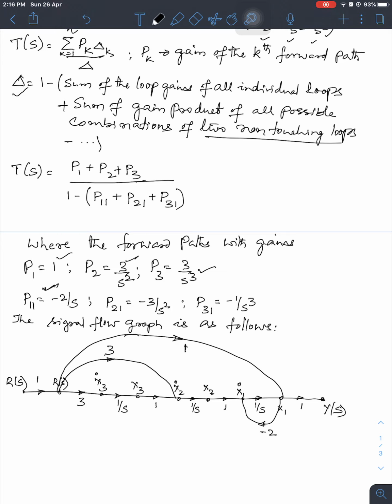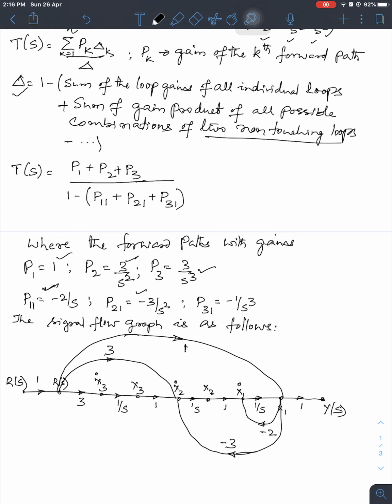The second individual loop has got a gain of minus 3 by s square. How do we get this? This is 1 by s and 1 by s. From x2 dot till output we get 1 by s square. So from here, I want it to be curved. Alright, so I'll take the gain of this to be minus 3. This now completes another loop. That is, P21 is now put in the diagram.